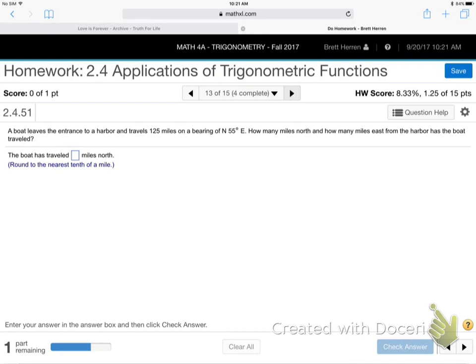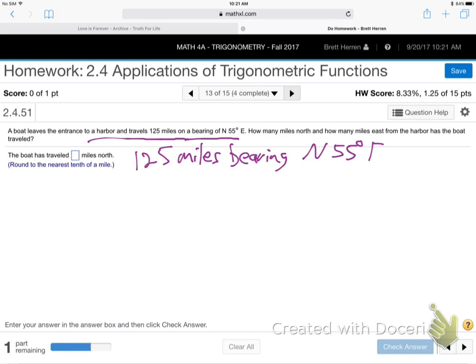Good again. So we're going to put the bearing in the middle of trig triangles now. All right. So the boat leaves an entrance to a harbor and travels 125 miles on a bearing that is north 55 degrees east. How many miles north, how many miles east, and so on. All right. So first thing, can you draw north 55 degrees east?